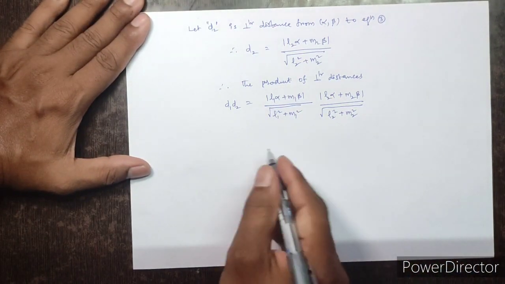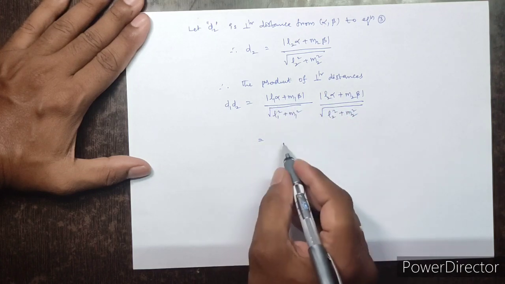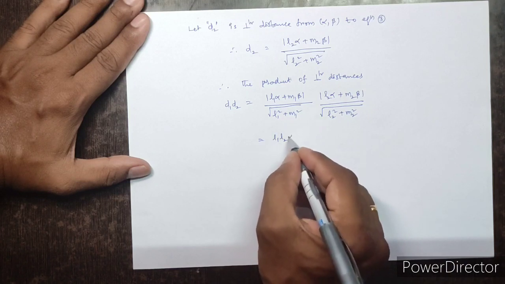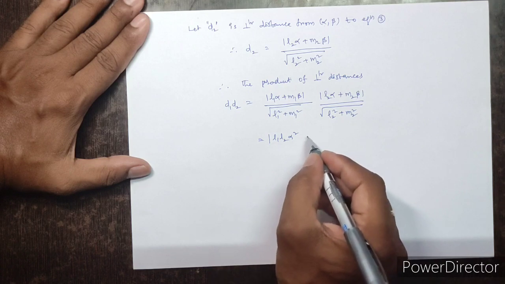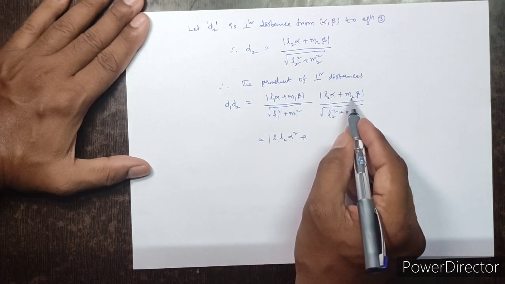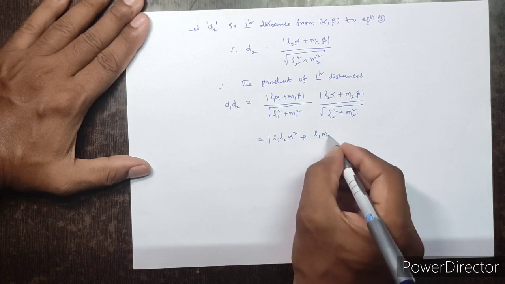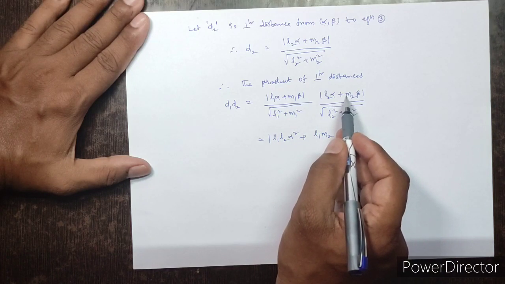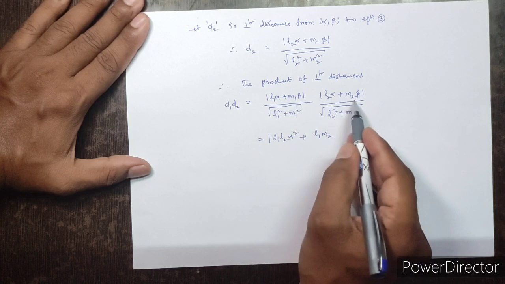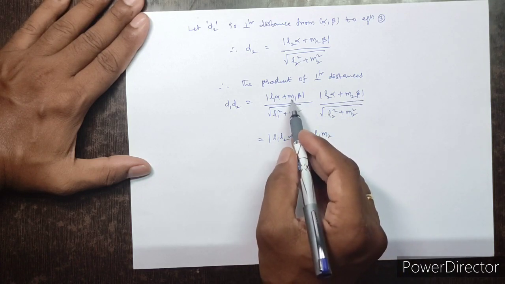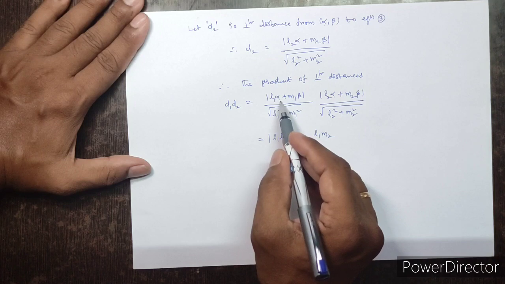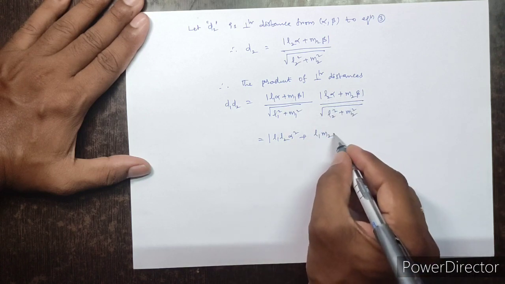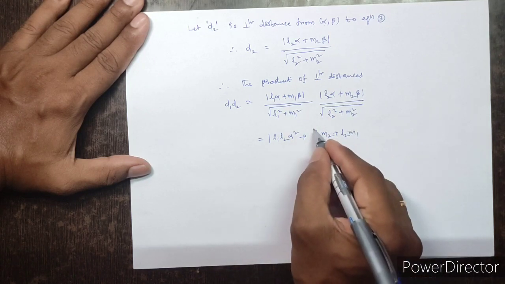Just simplify, multiply these two: L1 into L2 alpha square, of course modulus, plus L1 M2 alpha beta, and M1 L2 alpha beta.